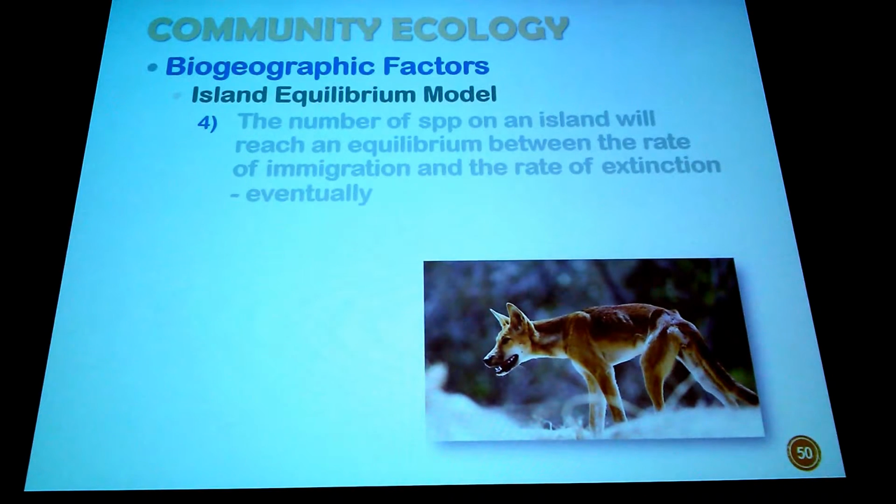Number of species on an island will reach an equilibrium between the rate of immigration and the rate of extinction. Eventually, the dingo outcompeted the Tasmanian wolf. Like I said, people also had issues with the Tasmanian wolf, so it was getting pressure from a lot of different sides. And eventually it lost out, and the dingo succeeded. So the balance here was the Tasmanian wolf is gone, the dingo is still here.